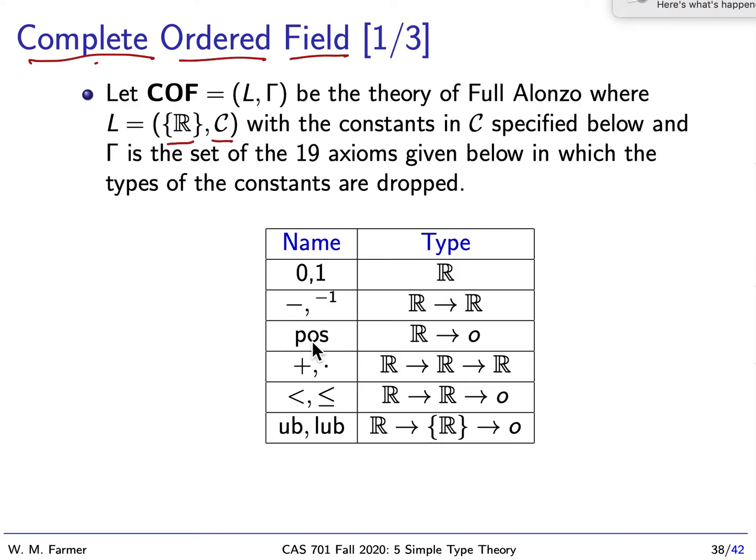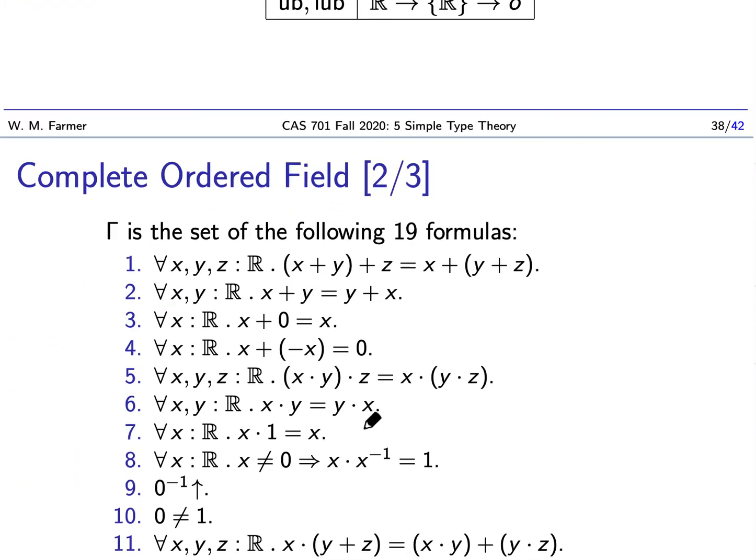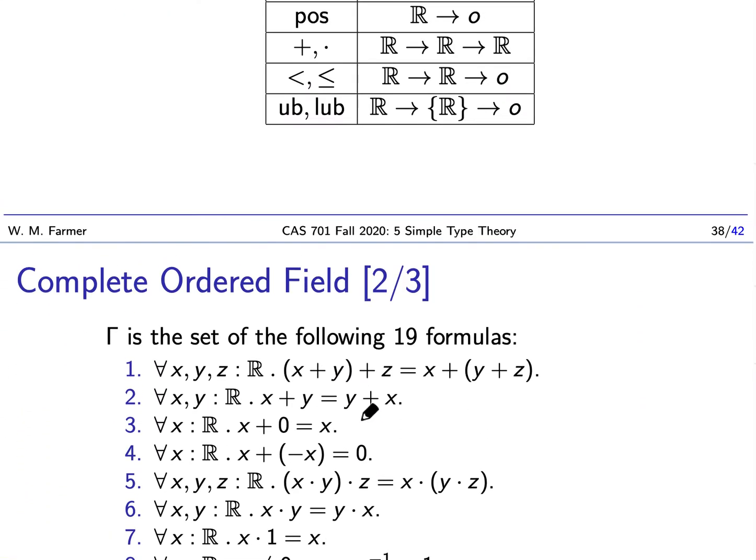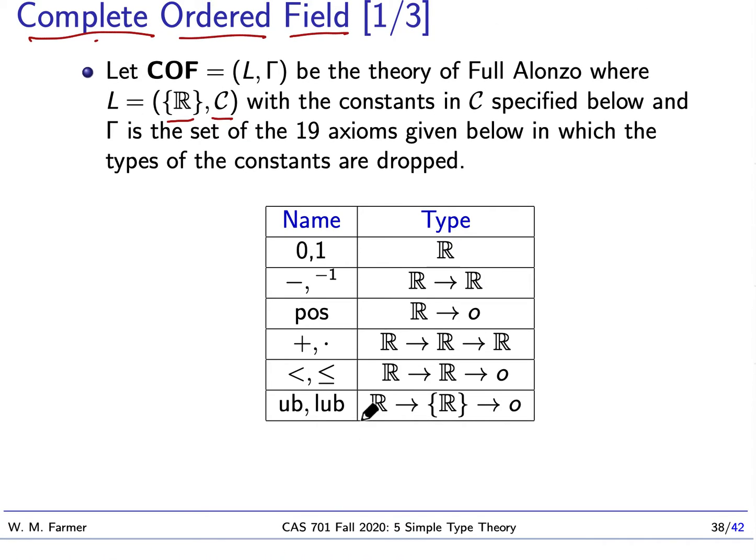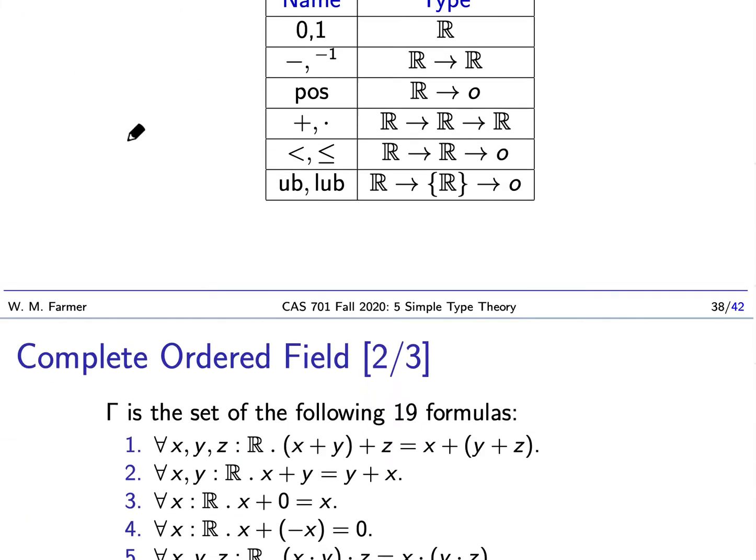We have a positive predicate, so when we apply that predicate to a real number, it's true if the real number is positive. We have normal plus and times, less than and less than or equal, upper bound and least upper bound. Then we have as axioms, so that's the language. Now the axioms, we have 19 of them. Here they are.